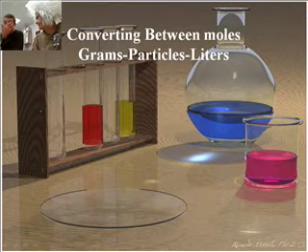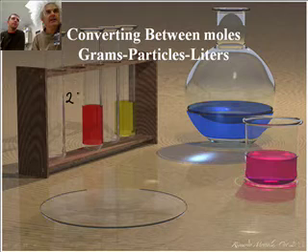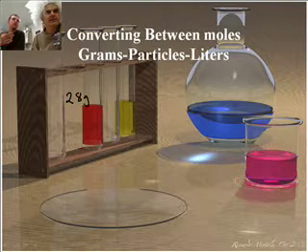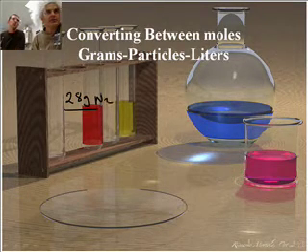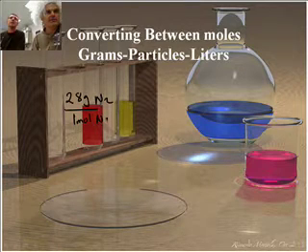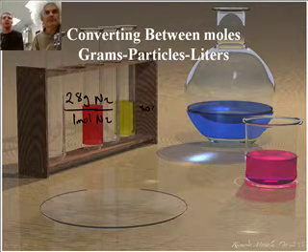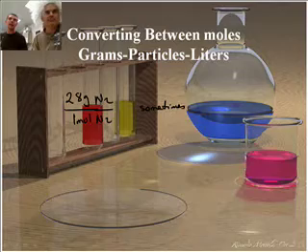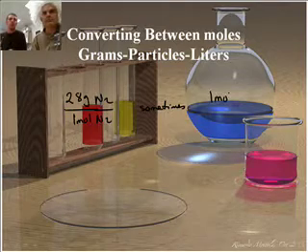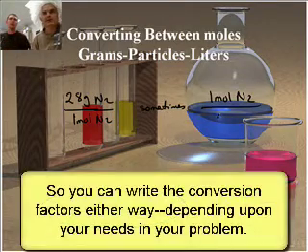Now, one thing we need to do with those is flip them over as well. The first one we had was 28 grams of nitrogen per 1 mole of nitrogen. Sometimes you're going to need to put 1 mole on the top and 28 on the bottom, but as we learned in the last unit, you get to decide where the units go based on what needs to cancel out.